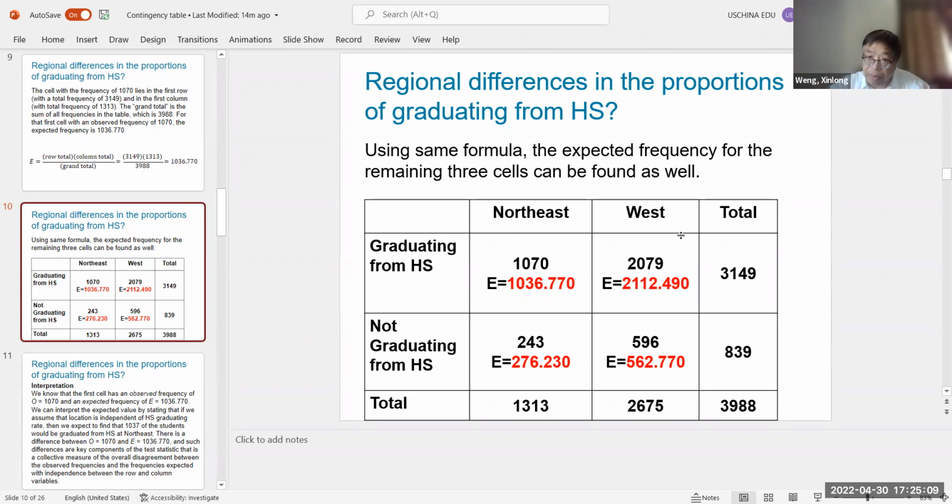Under this assumption, we would expect, from this sample, a certain number of students to graduate from high school in the Northeast region and a certain number not to graduate, and how many graduate, the red ones, in the West region, and how many not. Under that assumption, the location does not matter. We have those so-called expected values.